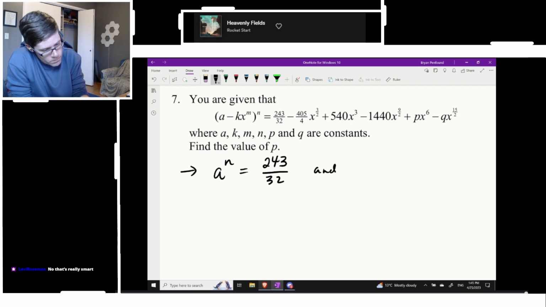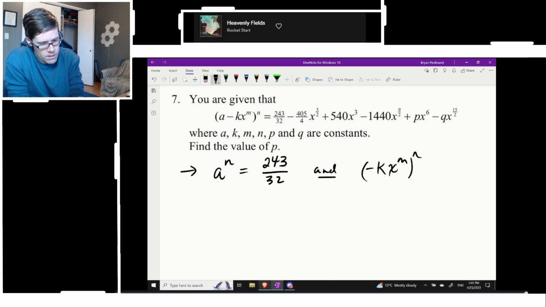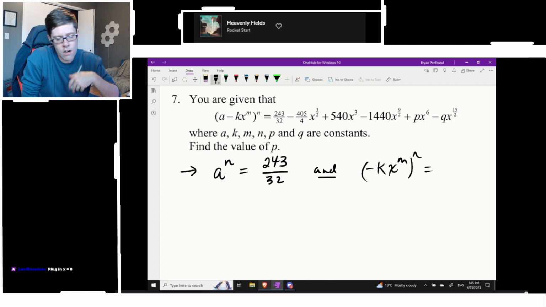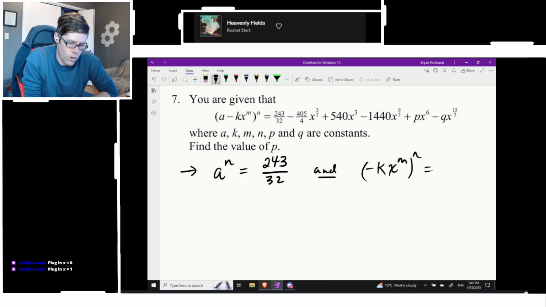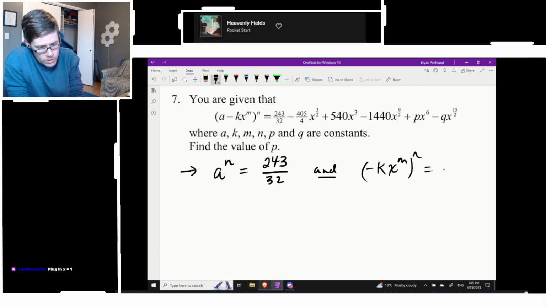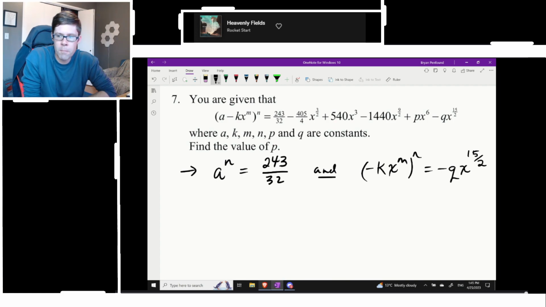In addition to that, I have to be a little careful here because I think we're going to have to take the negative in too, right? Like negative k x to the m. If I raise this to the power of n, this is going to be the largest power of x. And is this in order? 3 halves, 1.5, 3, 4.5, 6. So I guess this is going to be equal to negative q x to the 15 over 2. So we have a couple of equations we can use right off the bat.